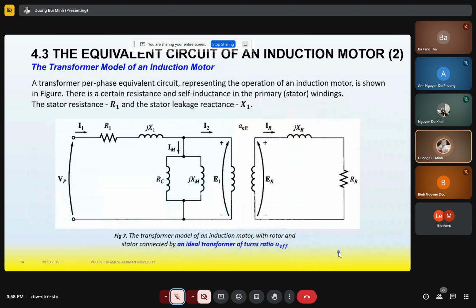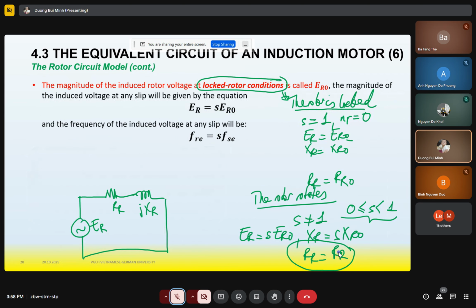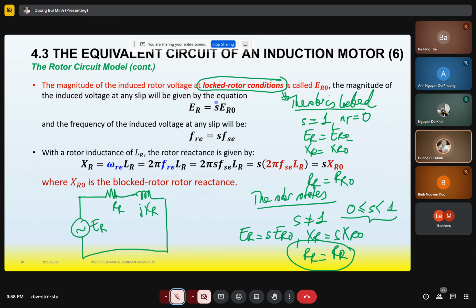So the idea is for two conditions of the rotor. If S is 1, you get 1 times ER0 equal to ER0. And if S is not 1, we have XR. Why do we have XR is S times XR0?